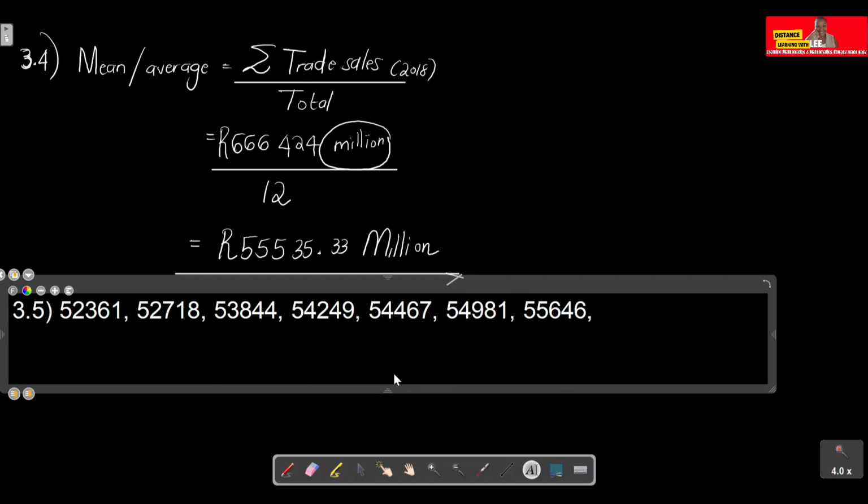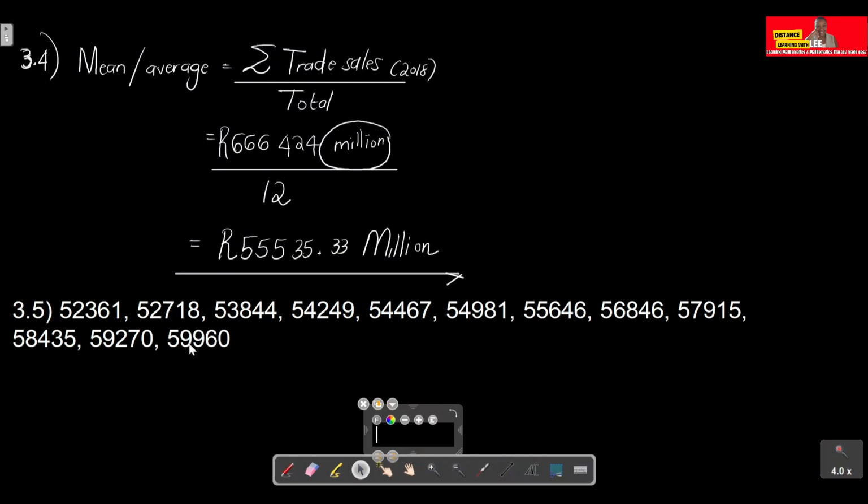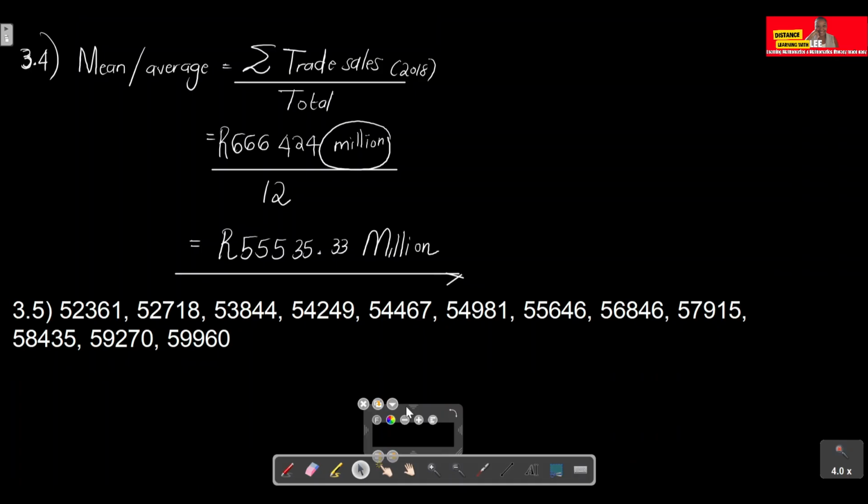The next value is 55646, the next is 56846, the next is 57915, the next is 58435, the next is 59270, the next is 59960. Okay, so I've arranged this data for you in ascending order. Just make sure that you check to see if you also got the same values in ascending order.